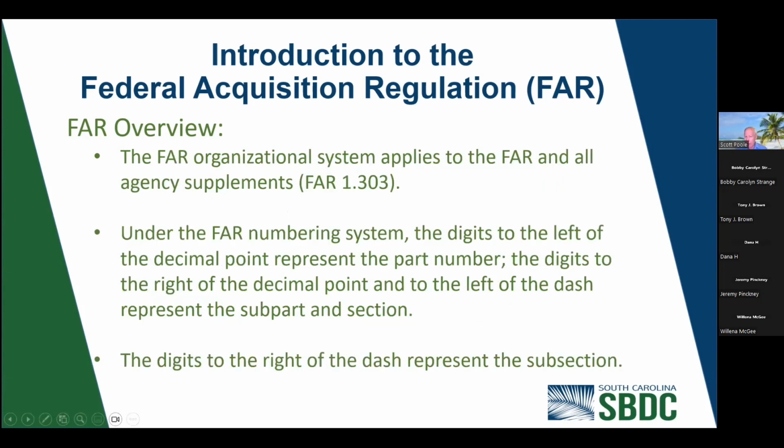Now, the FAR organizational system that applies to the FAR and all agency supplements, you'll find in what's called FAR 1.303. And we'll look at that numbering system in a bit here. Under the FAR numbering system, the digits to the left of the decimal represent the part number. The digits to the right of the decimal and to the left of the dash represent a subpart and section. And anything to the right of the dash is a subsection.